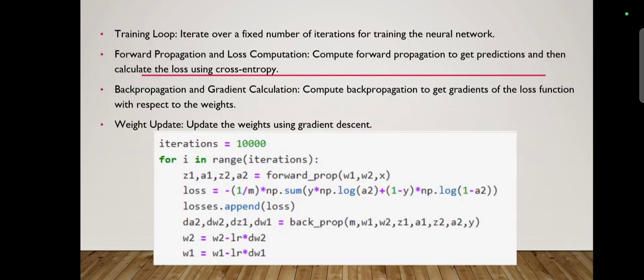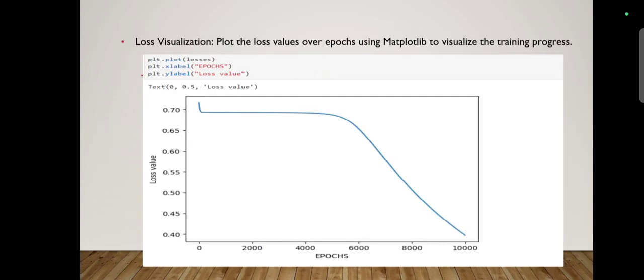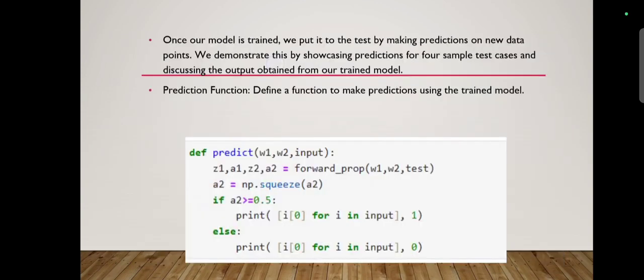In the training loop, we iterate over a fixed number of iterations for training the neural network. For forward propagation and loss computation, we compute forward propagation to get predictions and then calculate the loss using cross entropy. We then update the weights using gradient descent. For the loss visualization, we plot the values using Matplotlib to visualize the training process. We use the visualization tool for the loss.